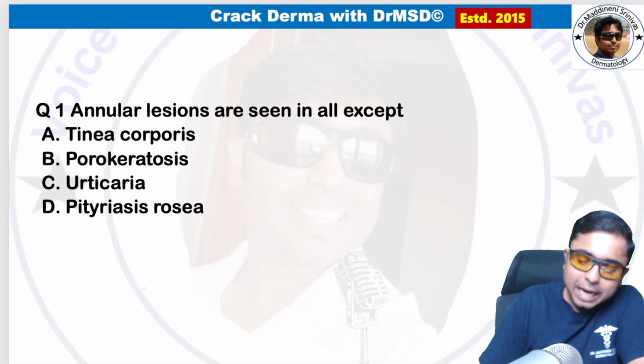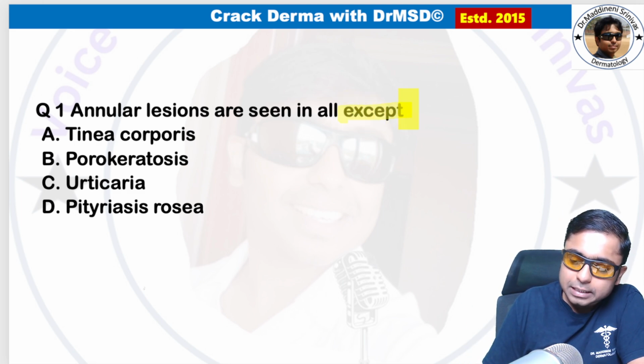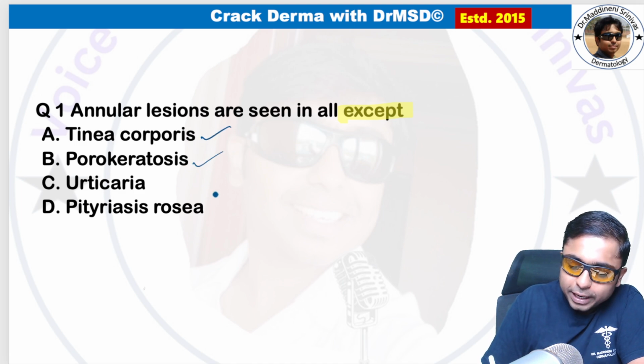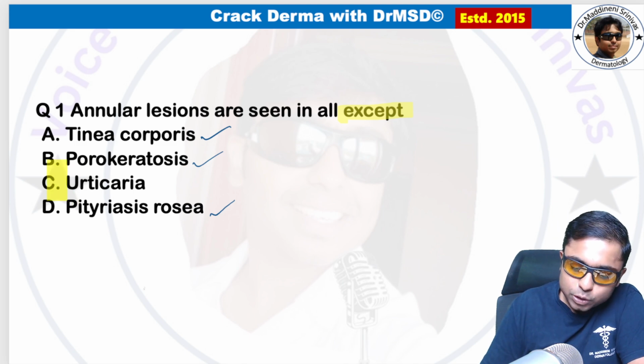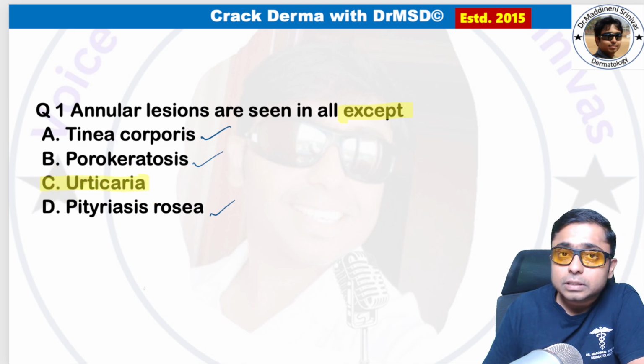So first question, annular lesions are seen in all except. If you know the correct answers, put your answer in the comments below. Tinea corporis, yes, annular lesion is going to be seen. Porokeratosis, pityriasis rosea, in all of them we are going to see the annular lesion. Remember, dear students, in urticaria, we are not going to see the annular lesion.